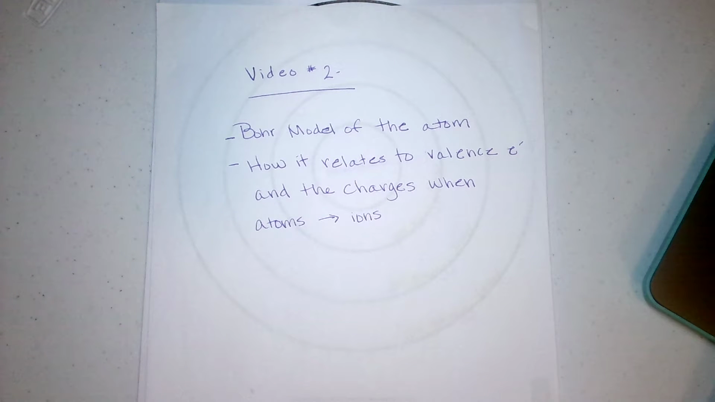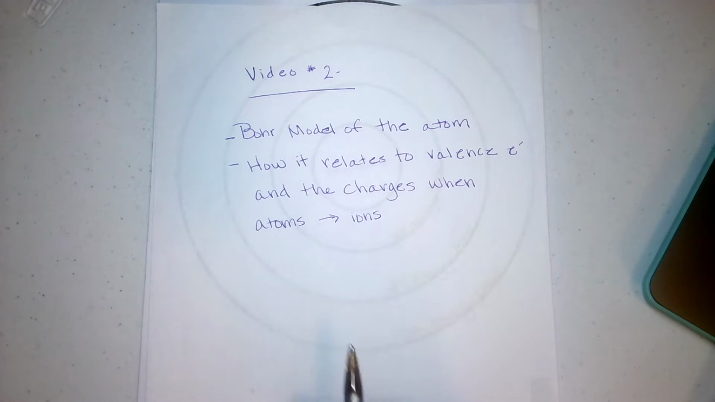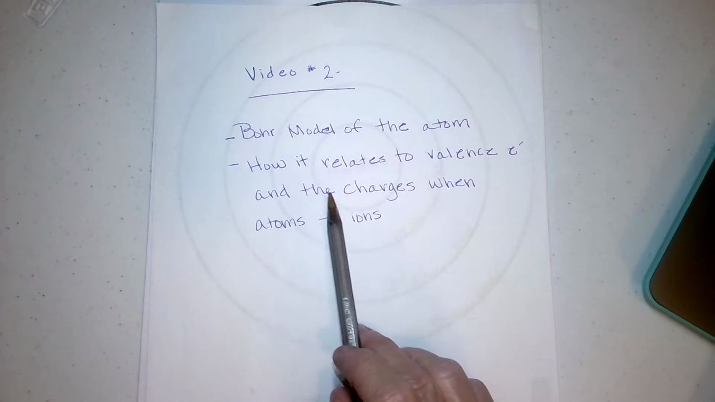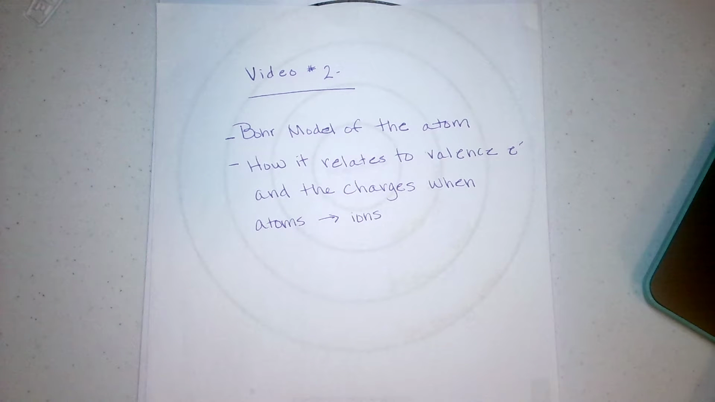And then also I talked about the number of valence electrons that an atom has, which you can determine by looking at its location on the periodic table. So in this video, we're going to look at the Bohr model of the atom, which I'm about to show you, and we're going to show how understanding the Bohr model of the atom will explain how the number of valence electrons relates to the charges that it becomes when it is an ion, and how we can demonstrate that by using the Bohr model.